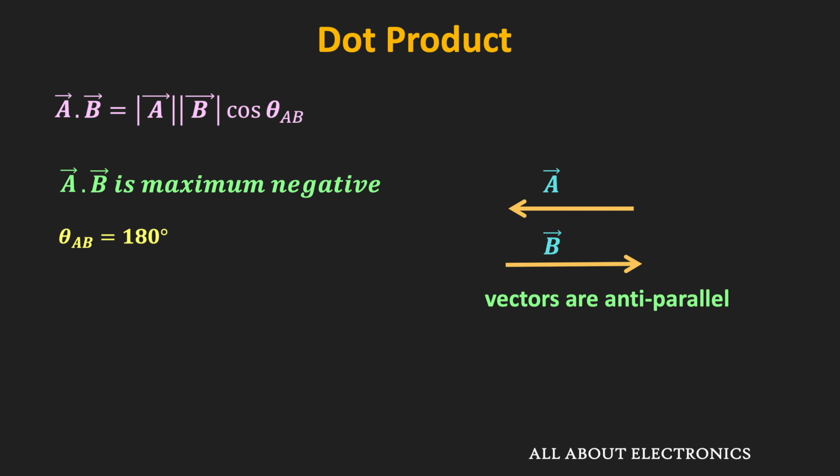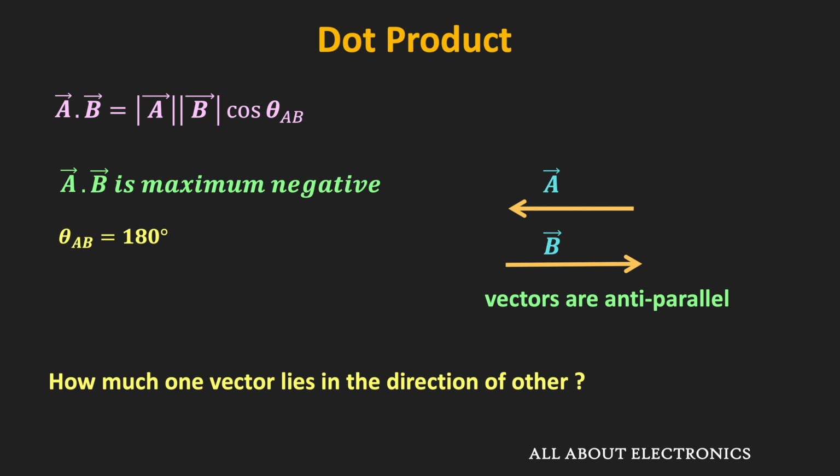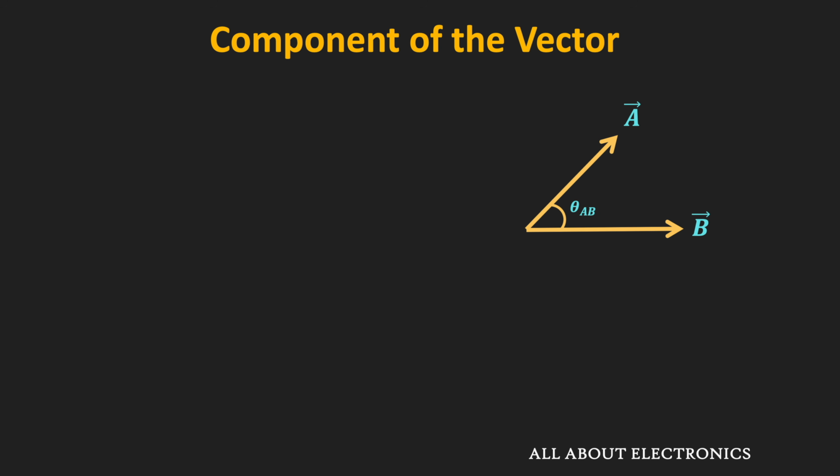So basically, from the dot product we can find how one vector lies in the direction of another vector. Here we have seen that the projection of the vector A on the vector B is equal to A cos theta. So let's call it AB. This AB is known as the component of the vector A along the vector B.